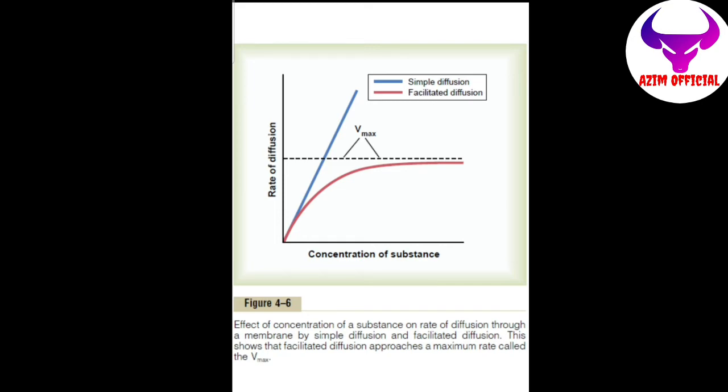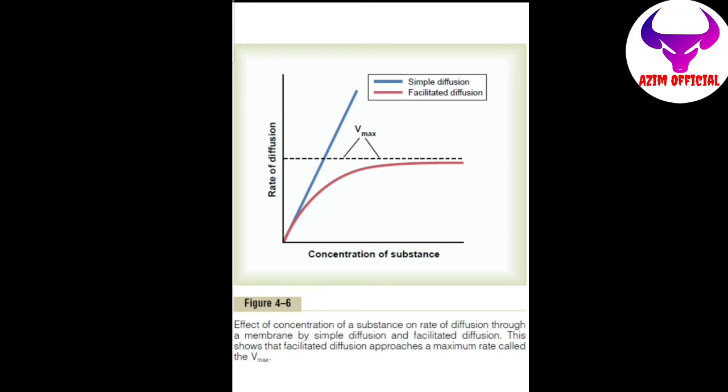Okay, this is the curve of the rate of diffusion, shown by this chart or graph. The concentration of the substance is on the x axis, and the rate of diffusion on the y axis. You can see simple diffusion is expressed by the blue line, and facilitated diffusion is expressed by the red one. This is the Vmax, meaning velocity maximum.